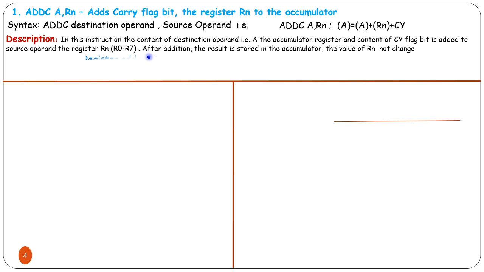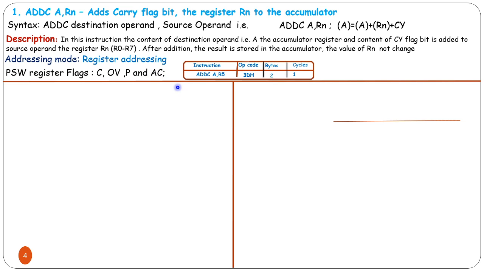So this instruction belongs to register addressing, and the flags carry flag, auxiliary carry flag, parity flag, and CY flag get changed. This instruction has the operation code ADDC. Suppose we are having ADDC A, R5. The operation code is 3DH, 2 bytes are required to store this instruction, and the machine cycle required is 1.